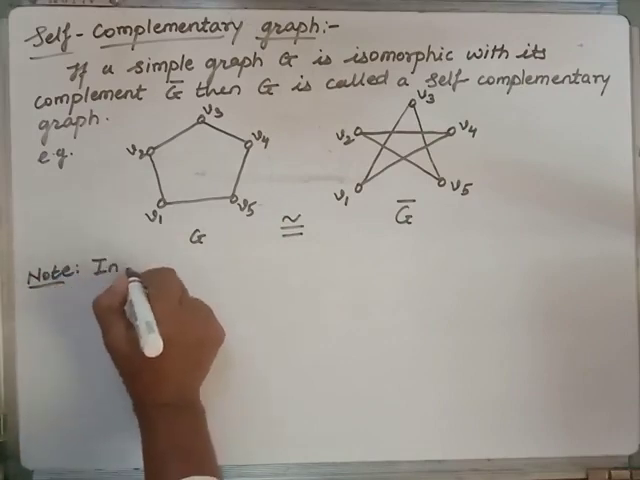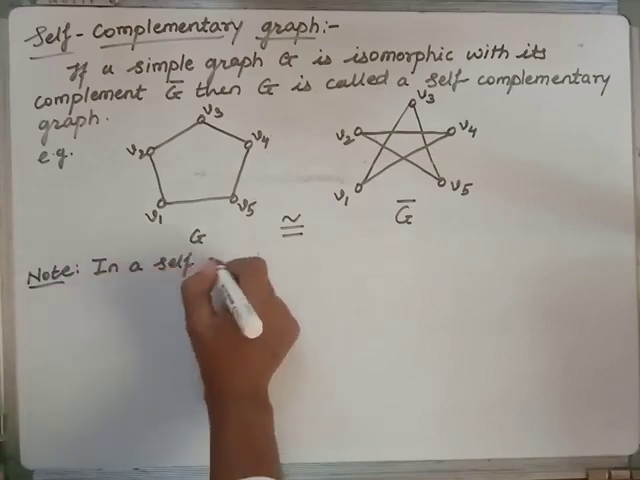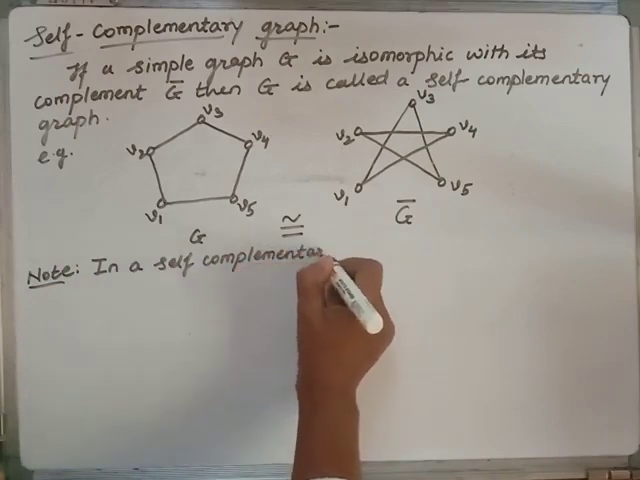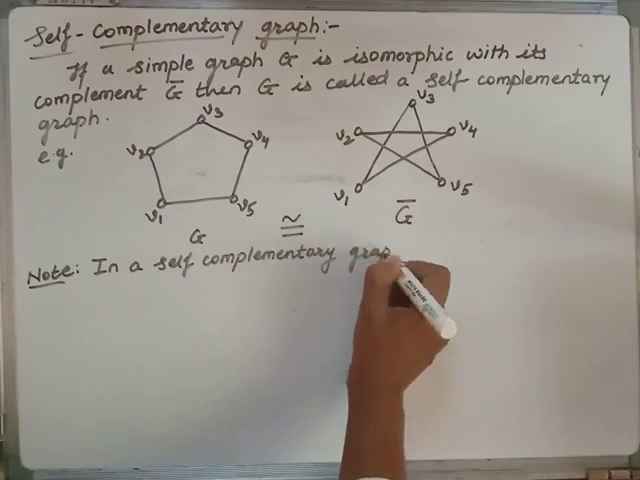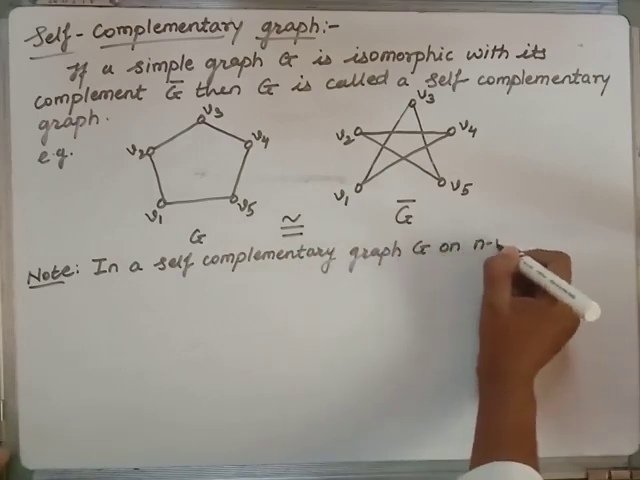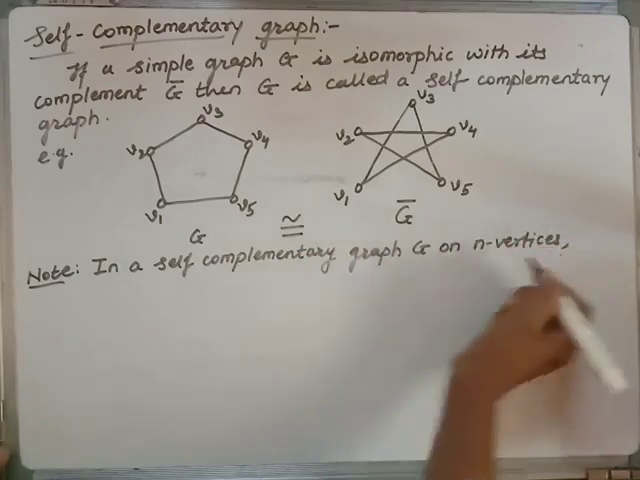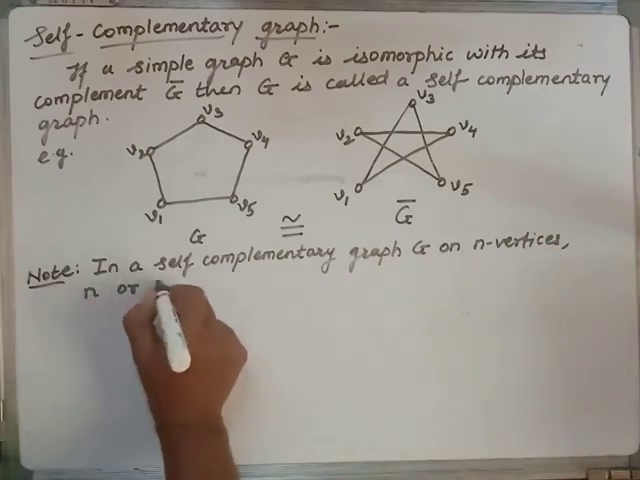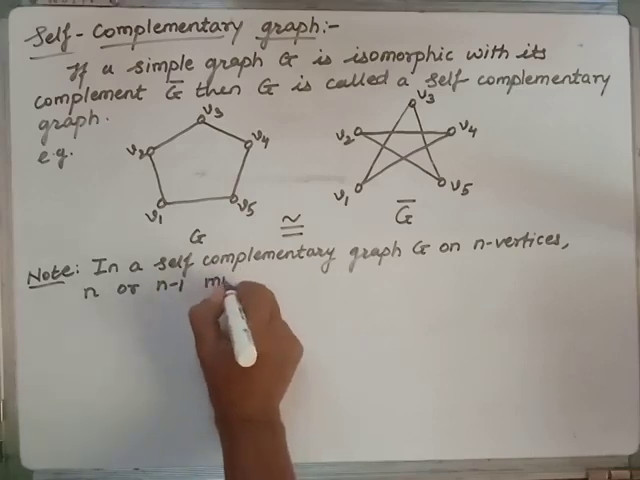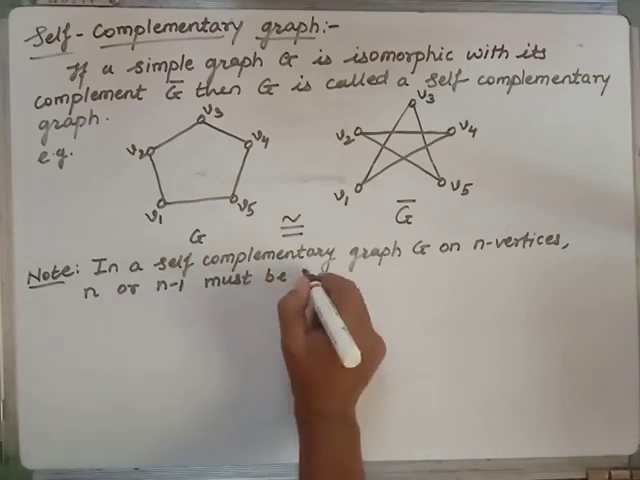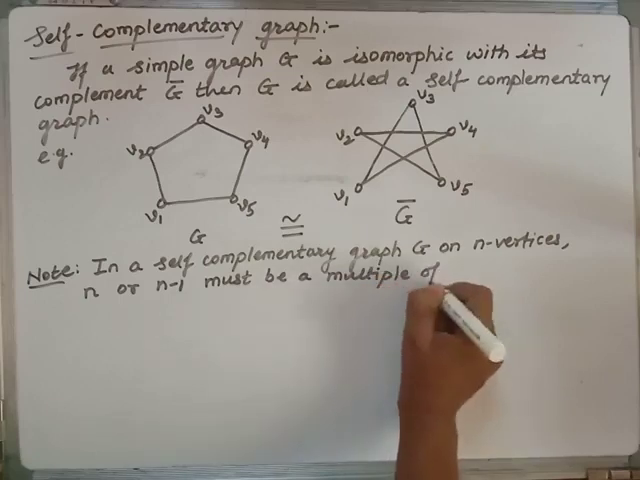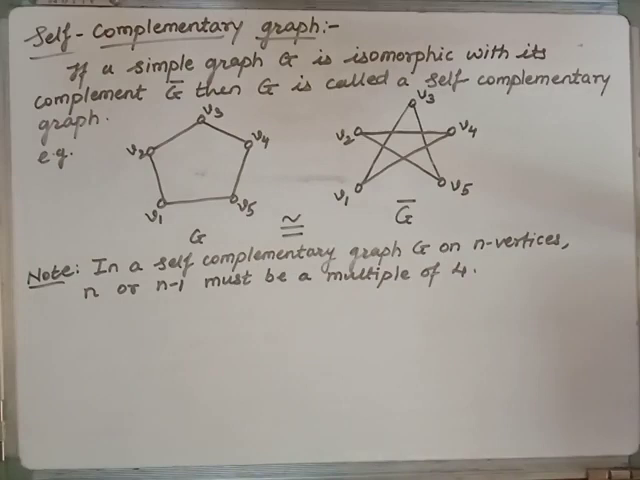But note, in a self-complementary graph G on n vertices, n or n minus 1 must be a multiple of what? 4. This is important here, remember that.